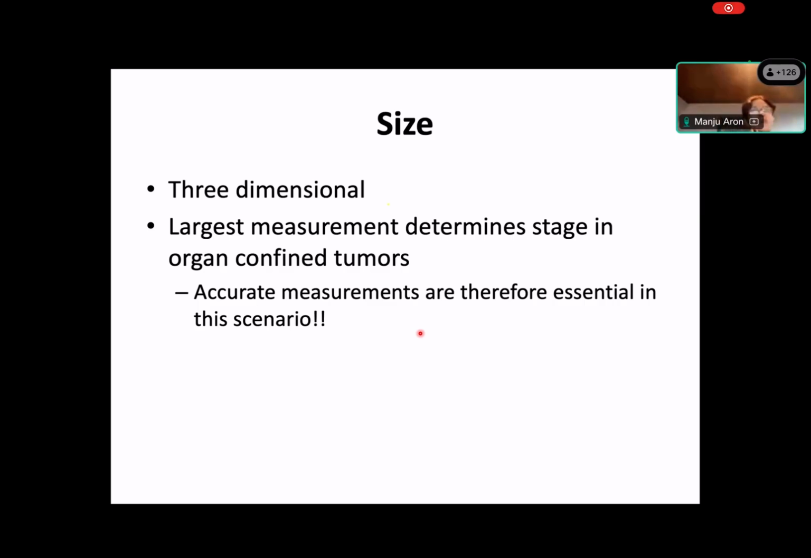Size, of course, we have to look at the 3 dimensions of the tumor, and the largest measurement determines the stage of these tumors in organ confined tumors. So accurate measurements are essential. I keep telling all my trainees, especially if the tumor is confined to the kidney, that you have to know the cutoffs. Those are 4 centimeters, 7 and 10 centimeters, because that will really change the stage of these tumors. Now let's go to color.